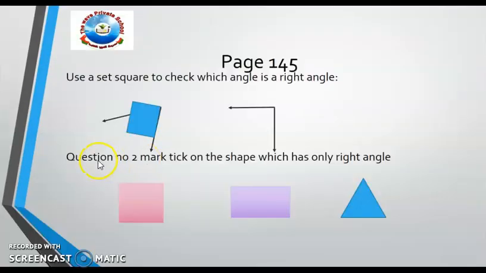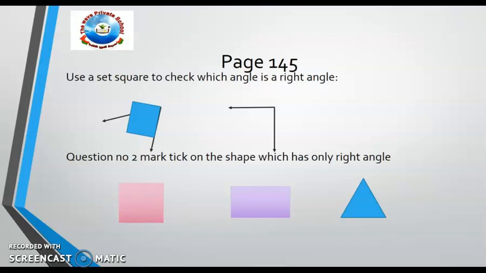Very good. This is question number 2 at page number 145. They said mark tick on the shape which has only right angles. It means the shape must have all right angles. Not only one, it must have all right angles. So let's start. See this shape. Does this shape have all right angles? Yes or no?